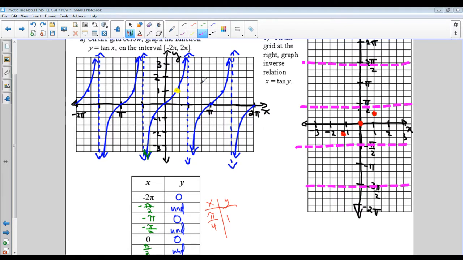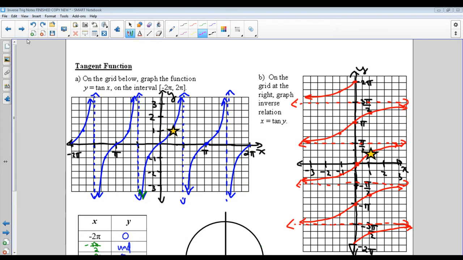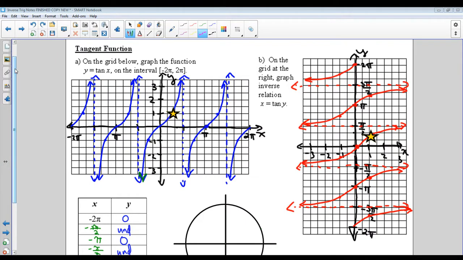It's a little more challenging because it's harder to tell which way it's going to go, but that pi over 4 point is very helpful. So that's what my graph looks like. You can see I put a little star next to that point that we can connect the dots with. Okay, so there's my graph of x equals tan y. Just switching the x's with the y's, keeping close track of where my zeros and where my asymptotes are.